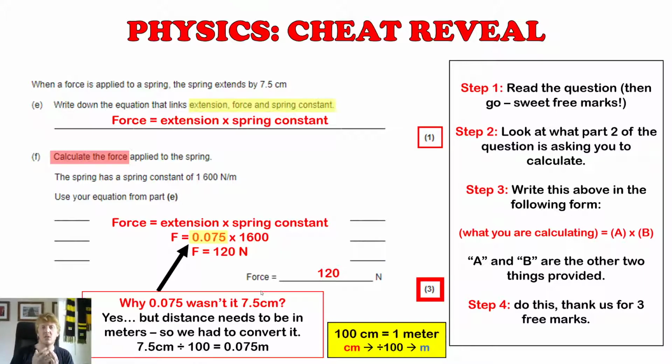So all you need to do, right, guys, is follow those steps to pick up 3 of those 4 marks. Even if you don't convert this unit here, you make that mistake as well. You just use 7.5 instead of 0.075. You would still get 2 out of these 3 marks. So it is a good way to pick up 50 to 75% of the marks on that question, even if you don't remember the formula. Just what you were trying to calculate in the next question, in this case force, equals the other 2 things times together. Okay, please use it, guys, if you forget what the formula is.